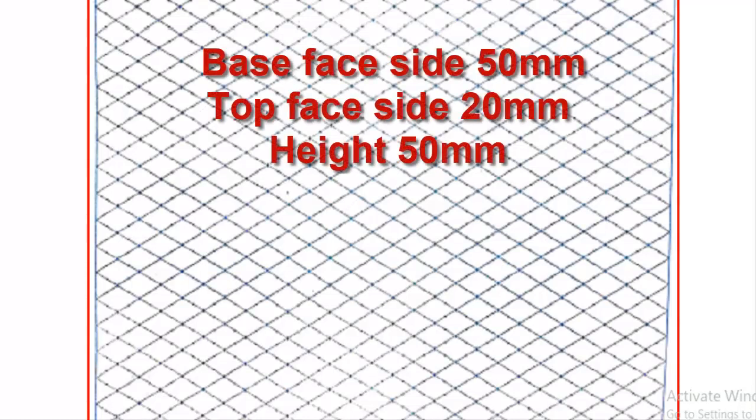So I will take an example of the dimensions of a frustum of a square pyramid. They will give the data for the bottom face and top face, and the height between the top face and bottom face. By using that we need to construct. For this example, I will take a frustum of a square pyramid with base side length 50 mm, top side length 20 mm, and the distance between top face and bottom face 50 mm.